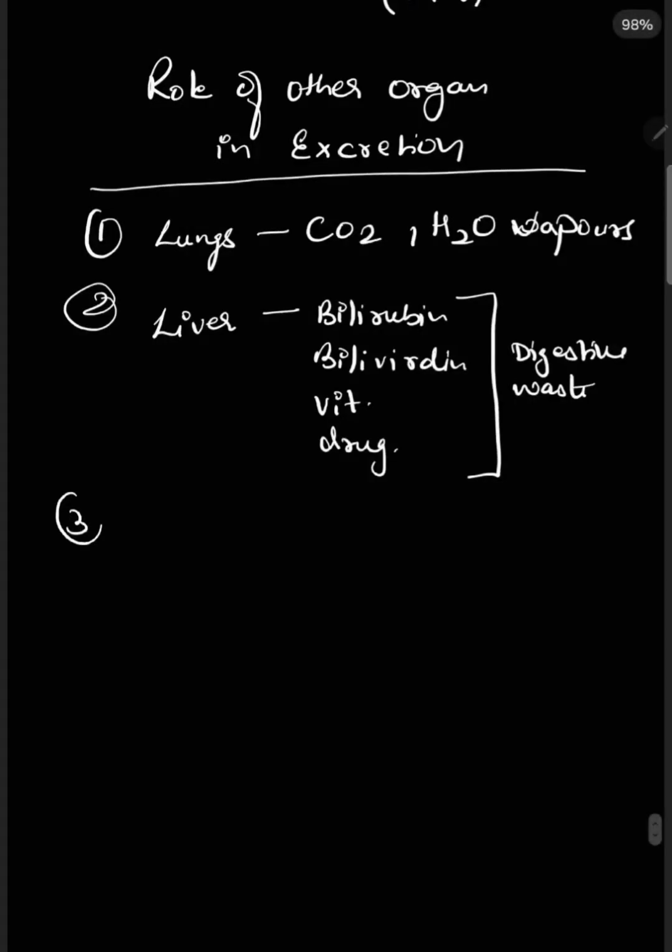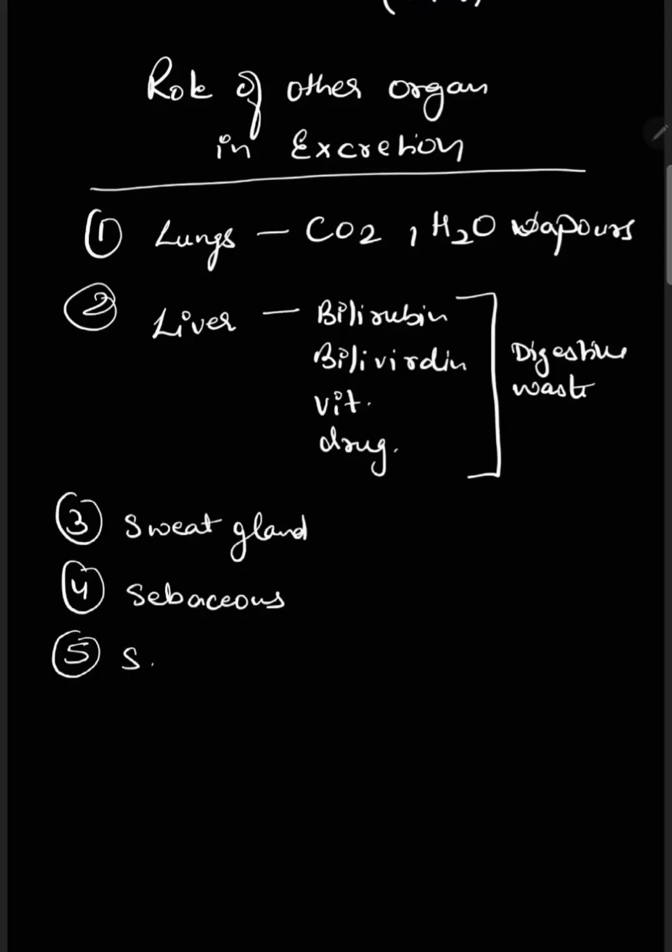Some amount of waste is excreted out through sweat glands, some salt and water, sebaceous glands, some oils and waxes, and our saliva also excretes some amount of nitrogenous waste. Okay, so these are the organs that also help in excretion up to some extent. Majorly it's excreted out by our kidney.